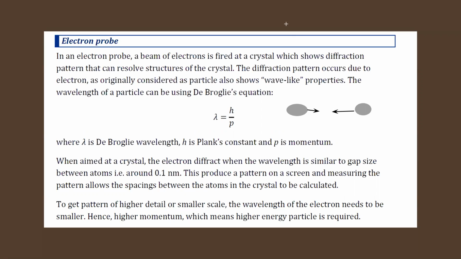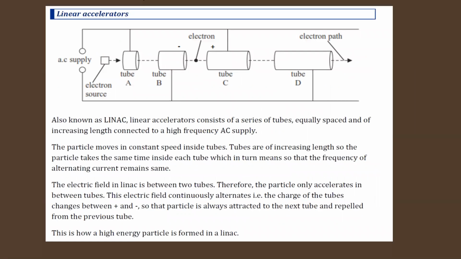But how can we increase the speed of these particles? For this purpose, we use a particle accelerator. The first particle accelerator is also known as a linac, or linear particle accelerator. This linear particle accelerator uses hollow cylindrical tubes with an alternating voltage applied. AC is applied, so positive and negative.